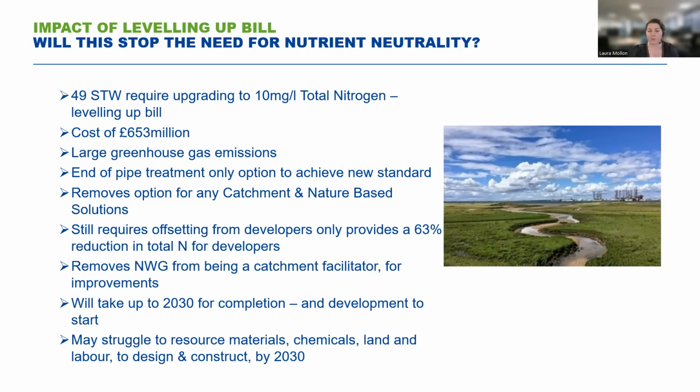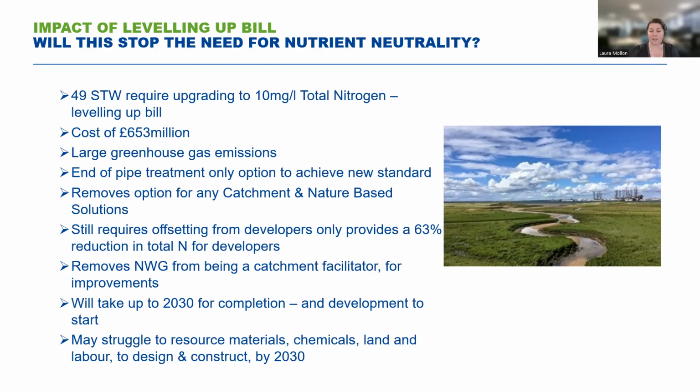It removes Northumbrian Water from being that catchment facilitator, which we've spent a lot of time and energy to build up these catchment partnerships and work with everybody within these catchments. We've got a very close relationship already with Natural England, with the Environment Agency, and with all the partners in those areas. It would take up to 2030 for completion for these to all be built. And even then, we may struggle to put all the concrete in the ground that we would need to construct these.